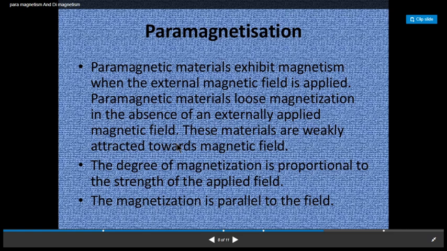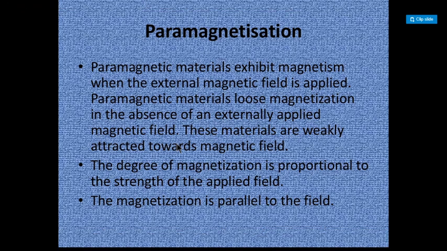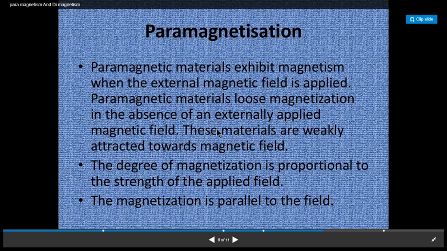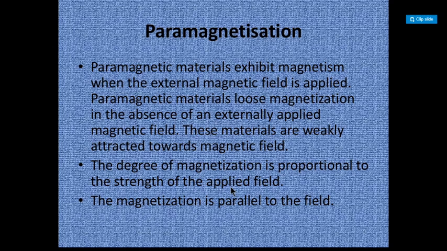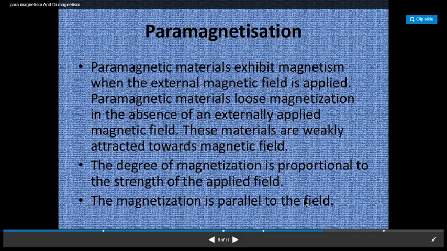So, if you reduce the external magnetic field, naturally it will be less affected by the external magnetic field. The degree of magnetization is proportional to the strength of the applied field. The stronger the external magnetic field, the more magnetization you get, but it does depend on the temperature. The magnetization is parallel to the field.